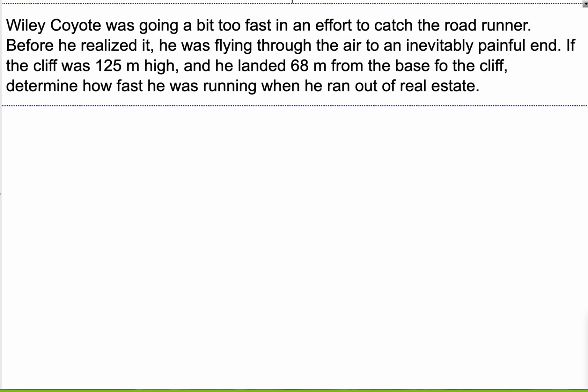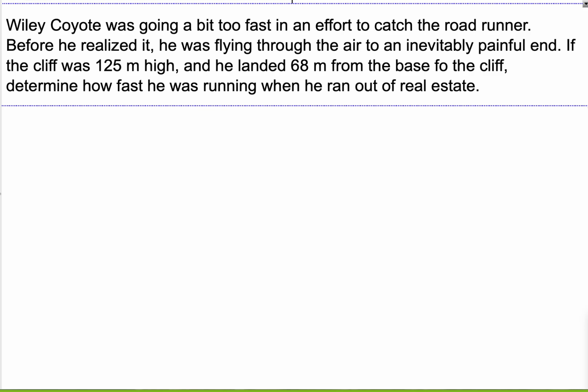So in problem number 2, I do have Wile E. Coyote. Wile E. Coyote is chasing the Roadrunner. He's going too fast, and before he realizes it, he's flying through the air. And he's going to crash on the ground. Just so you guys know, Wile E. Coyote never dies, but he doesn't ever feel good when he hits the ground. Okay? So, we're not going to kill any coyotes in physics.